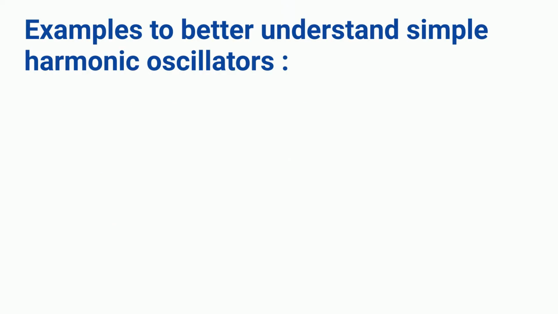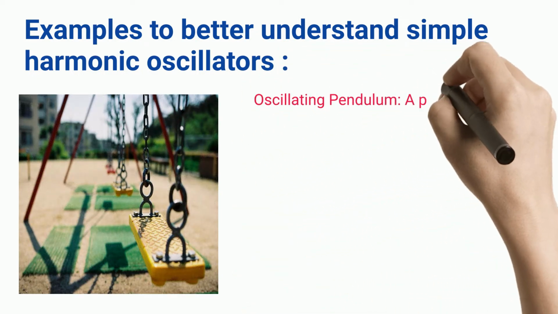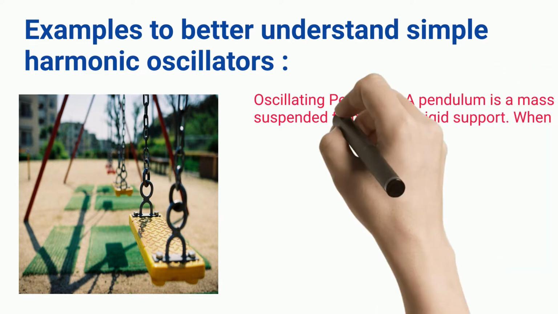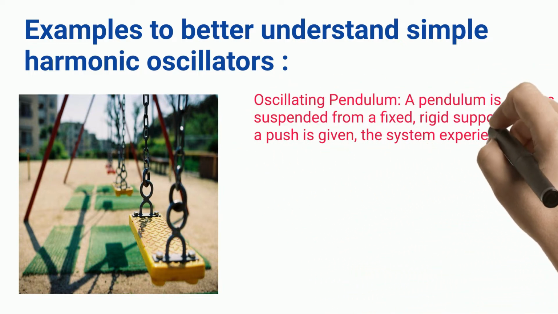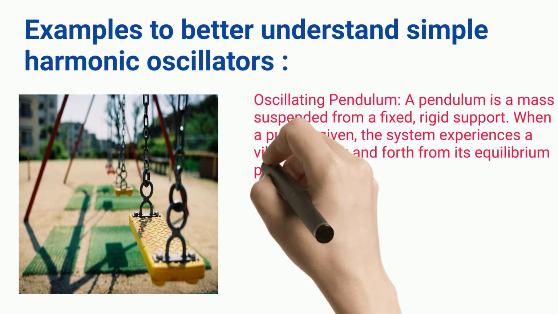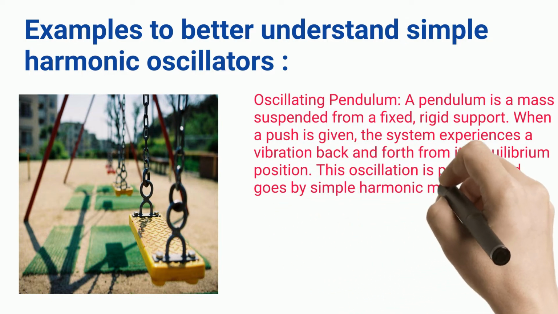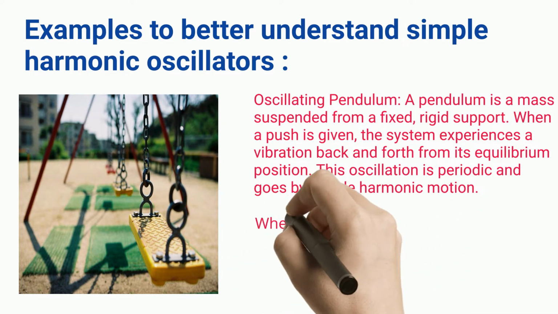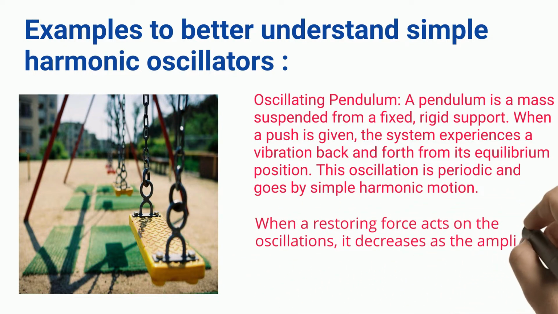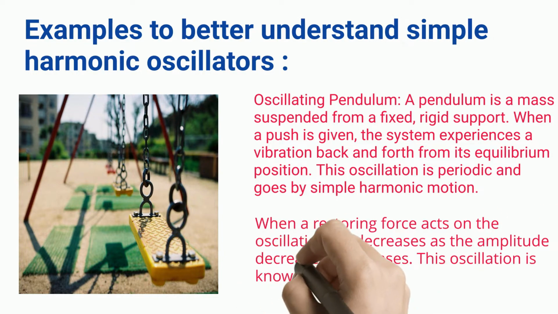Examples to better understand simple harmonic oscillators. Oscillating pendulum. A pendulum is a mass suspended from a fixed, rigid support. When a push is given, the system experiences a vibration back and forth from its equilibrium position. This oscillation is periodic and goes by simple harmonic motion. When a restoring force acts on the oscillations, it decreases as the amplitude decreases and ceases. This oscillation is known as simple harmonic motion.